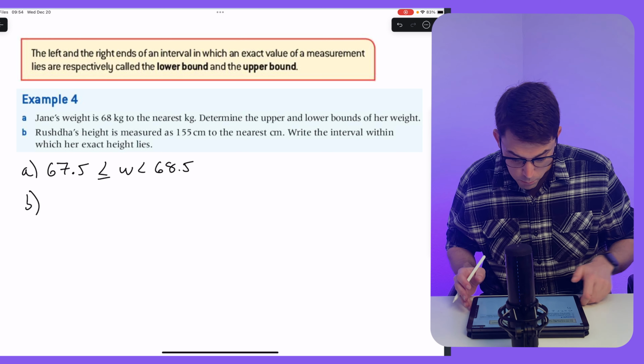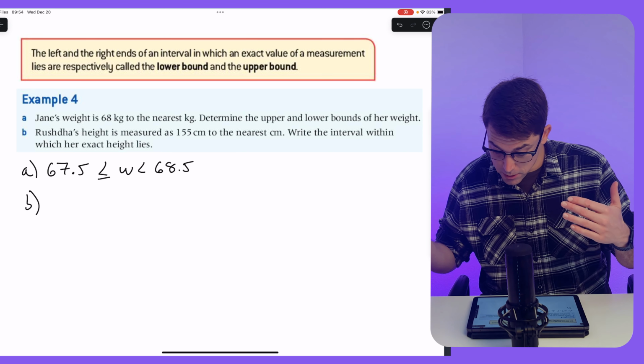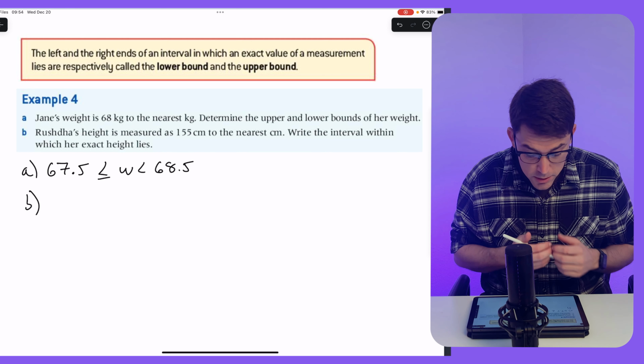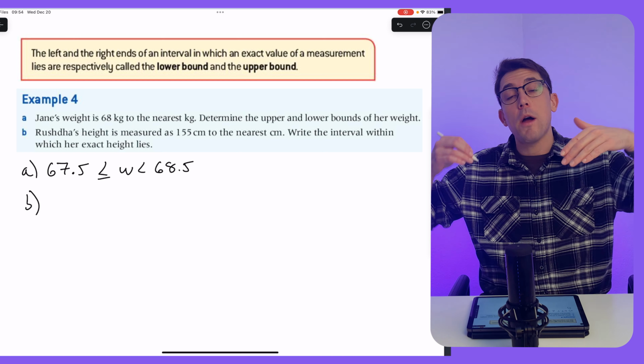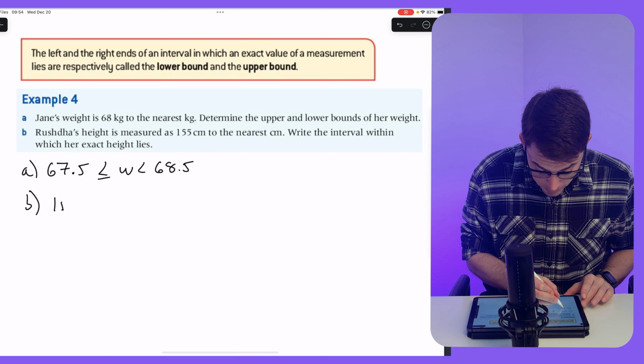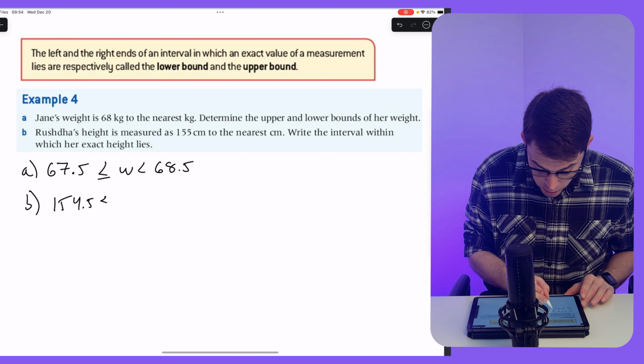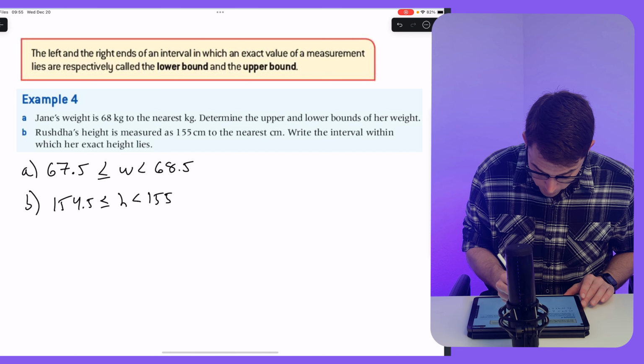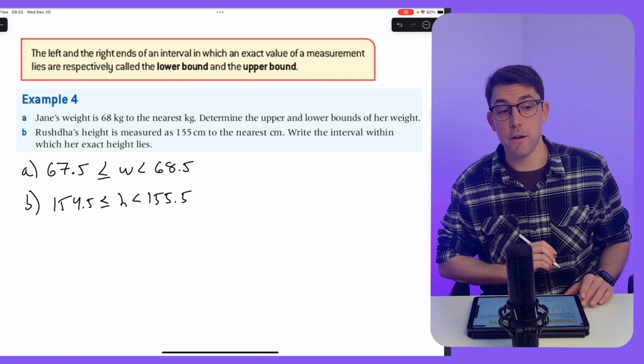So now let's say that we're taking someone's height, 155, and it's rounded to the nearest centimeter. So what interval are we operating between? This is the same exact kind of problem where if we're rounding up to 155, the lowest it can be is 154.5, including that value. And then we're going to go all the way up to 155.5, but not including 155.5.